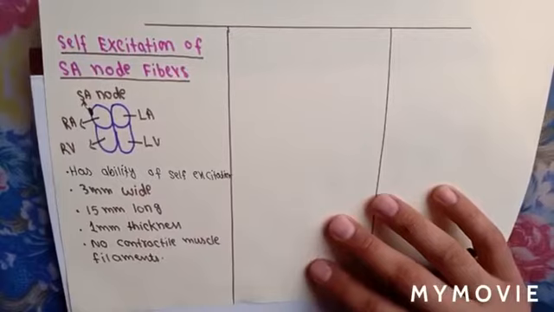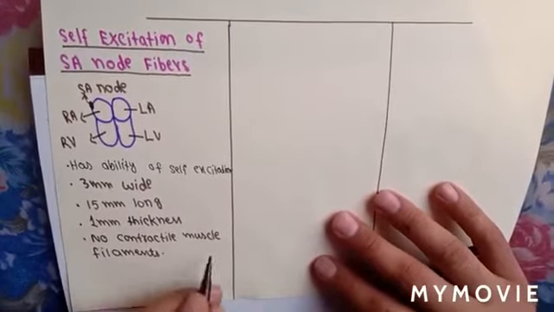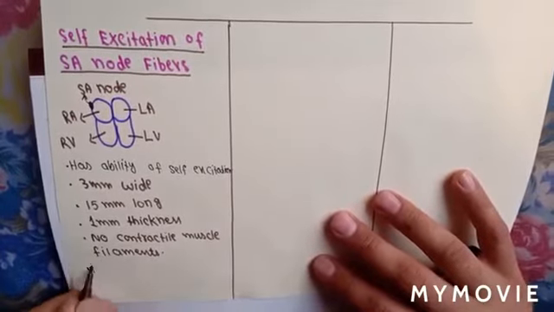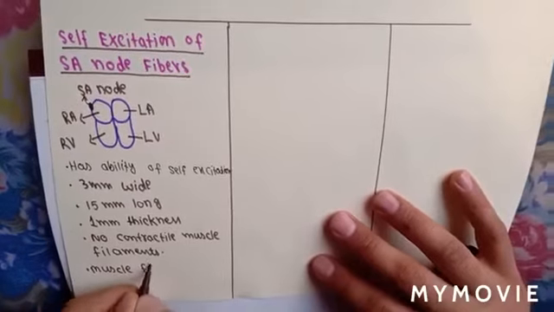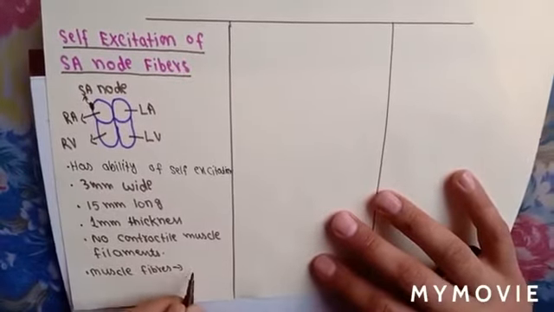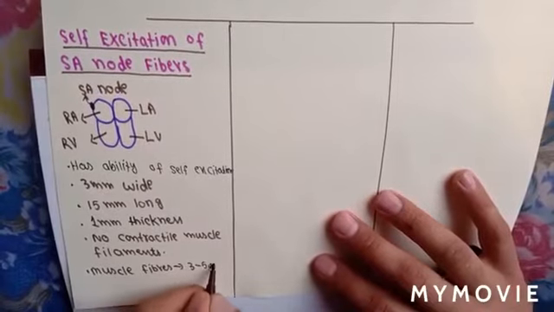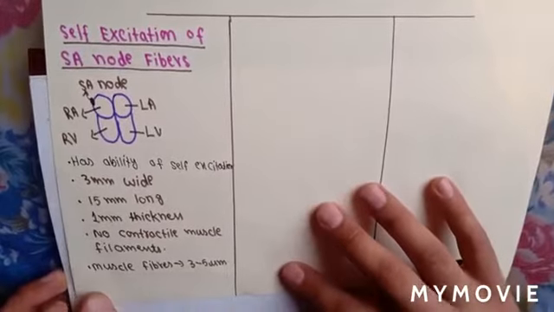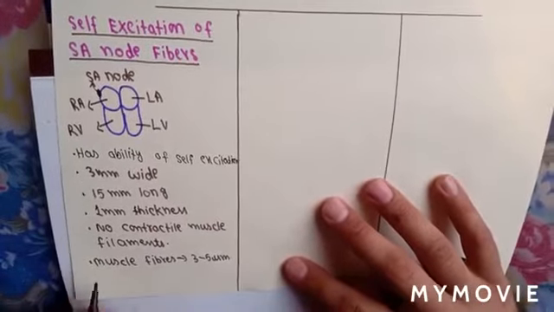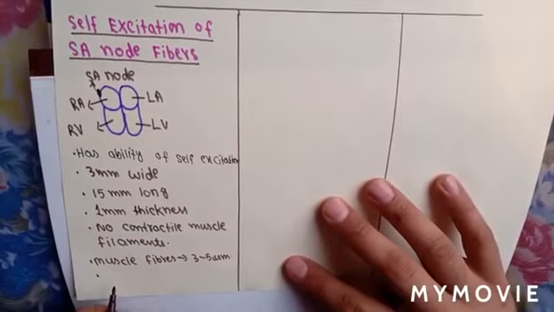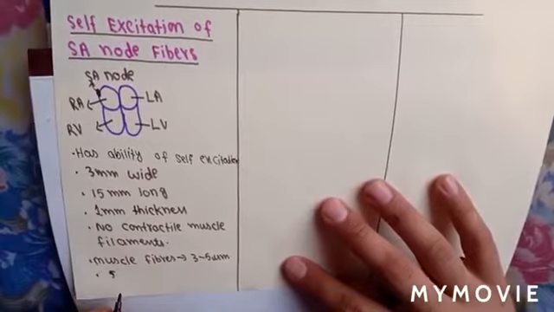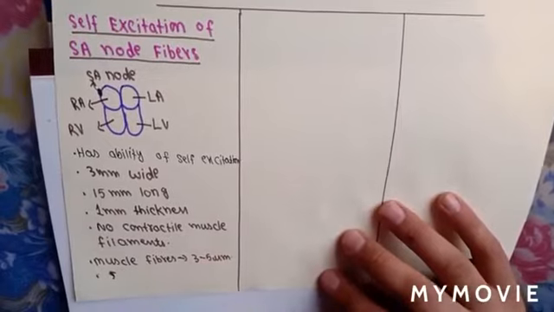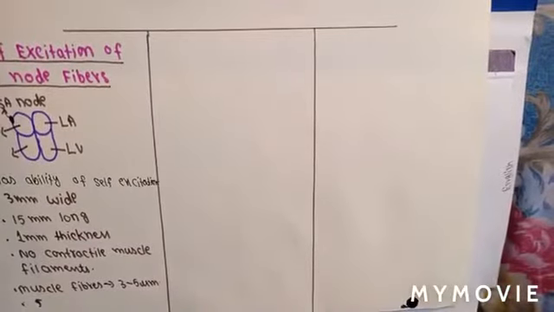So it has no ability to contract, and its muscle fibers have a diameter of about 3 to 5 micrometer. Muscle fibers that are present in the SA node have a diameter of about 3 to 5 micrometer. And as we know, the muscle fiber diameter of atria is about 5 to 15 micrometer, which is greater than this. So this is the diameter of the muscle fiber of an SA node, which is small as compared to atrial muscle fiber diameter.